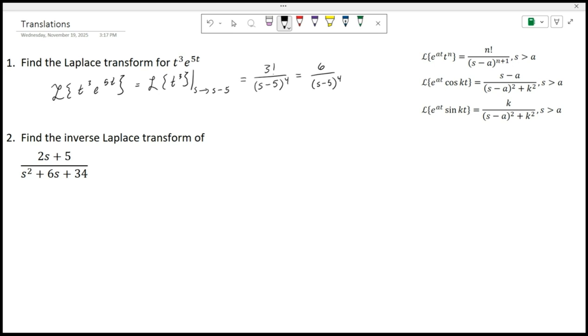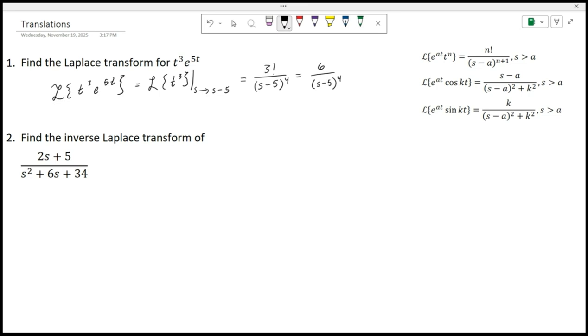Now let's do an inverse Laplace transform being applied to a function. So here I have a function of s, 2s plus 5 over s squared plus 6s plus 34. And I want to be able to apply a Laplace inverse to this. And I can use my formulas over here. Just know that I'm working from the right to the left now on these formulas.